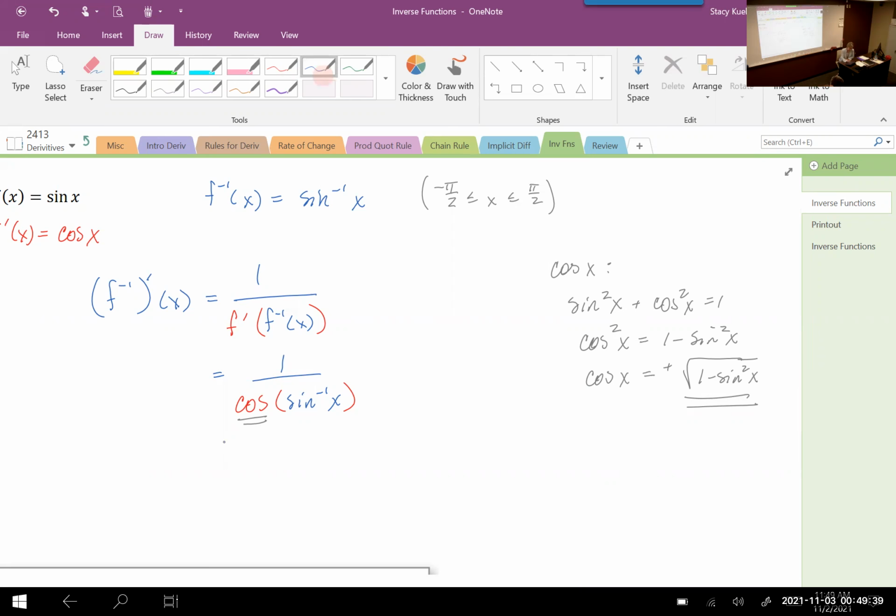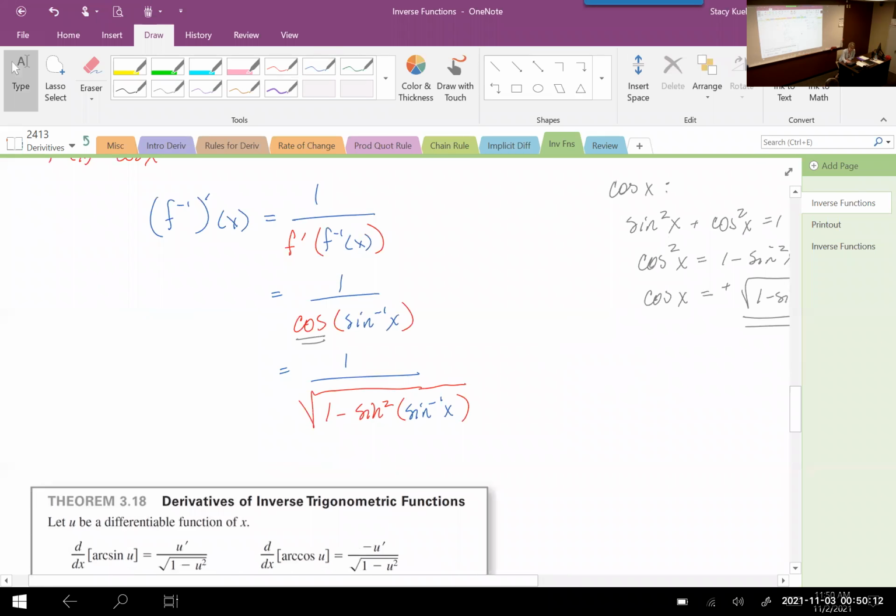So I can say 1 over, let's replace cosine now with the square root of 1 minus sine squared of x. But we are replacing x with the inverse sine, right? Everywhere in here, we're replacing it with inverse sine. So it's all underneath the radical.